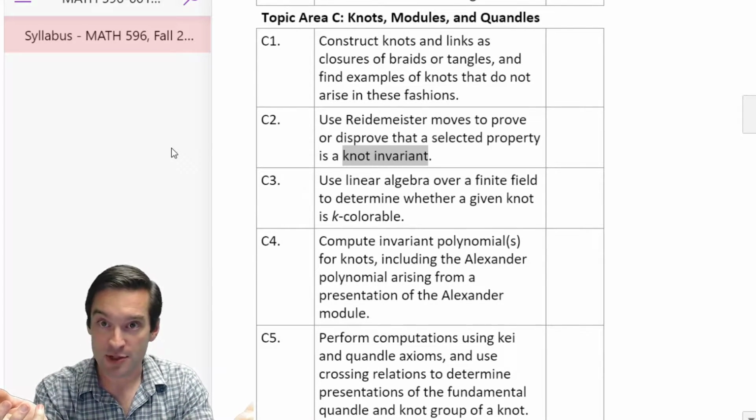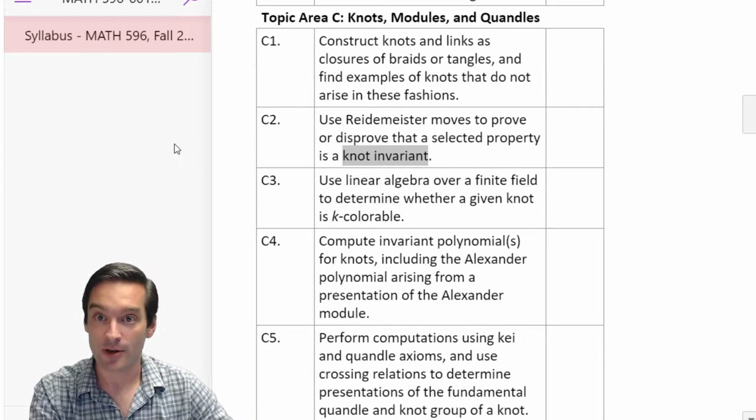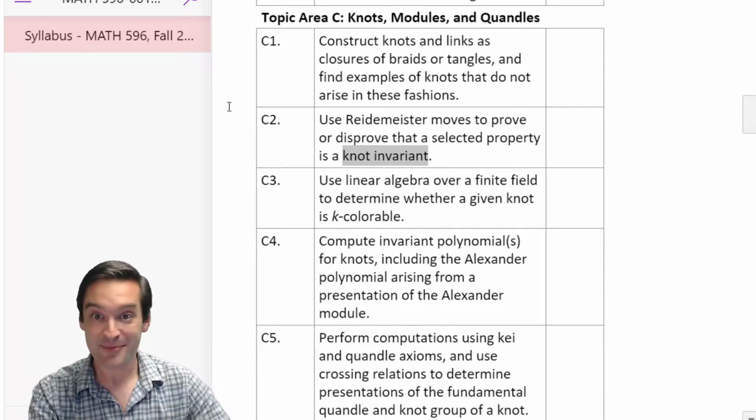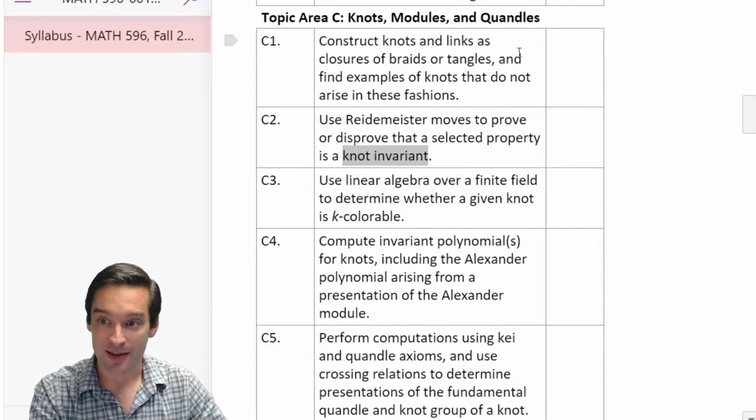The other hard thing about teaching knots is that the word knot with a K and the word not without a K sound exactly the same. I will probably make as many jokes about that as I can over the course of the semester, so fair warning.